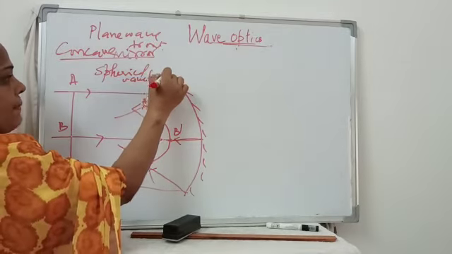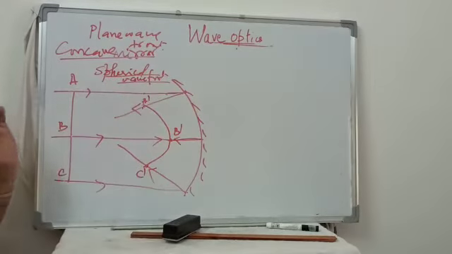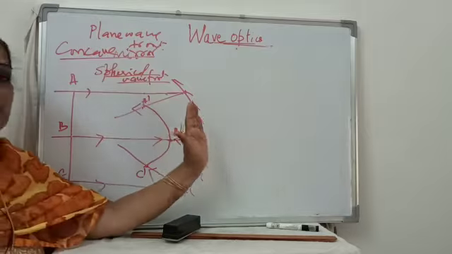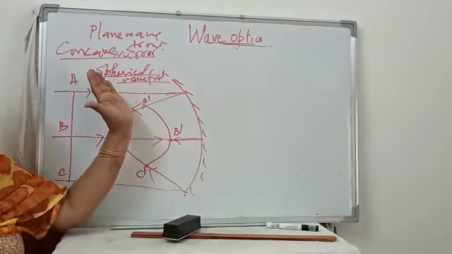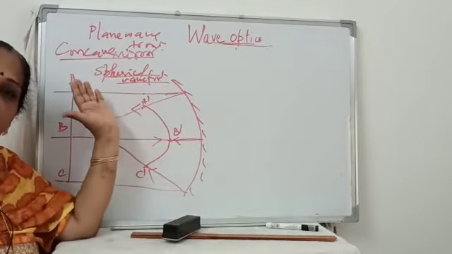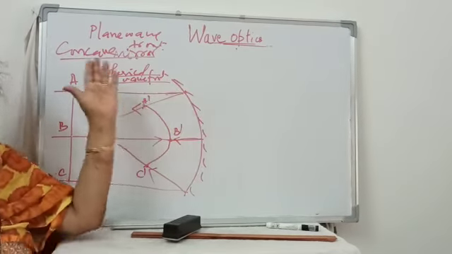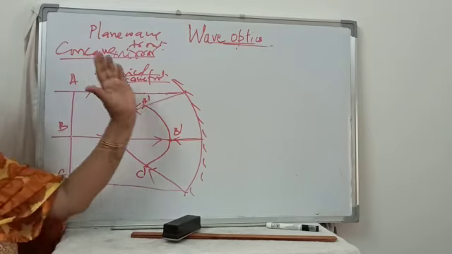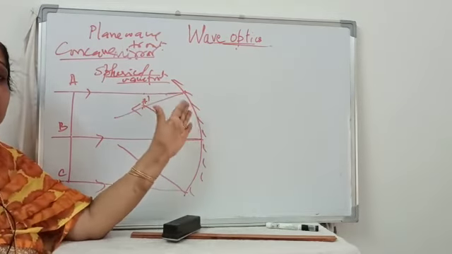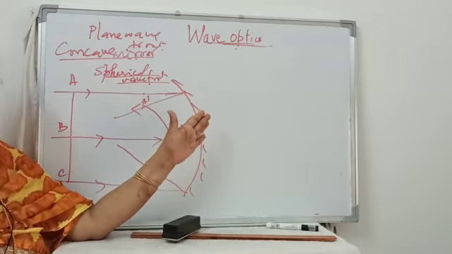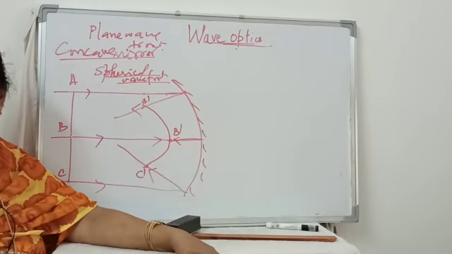All these are the 1 mark questions that are normally asked. What happens when a plane wavefront is incident on a mirror? The shape is a spherical wavefront. What happens when a plane wavefront is incident on a prism? Again you get a plane wavefront. What happens when a plane wavefront is incident on a lens? It is a spherical wavefront. So be thorough with all these points.